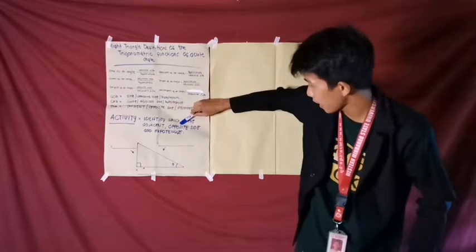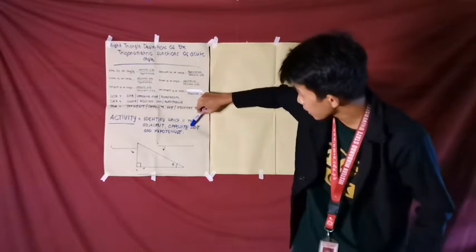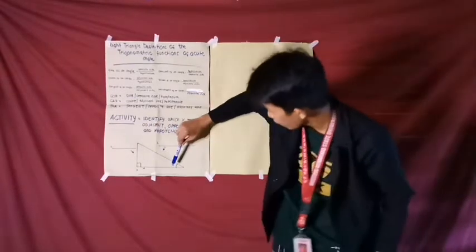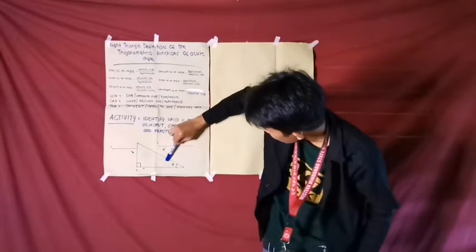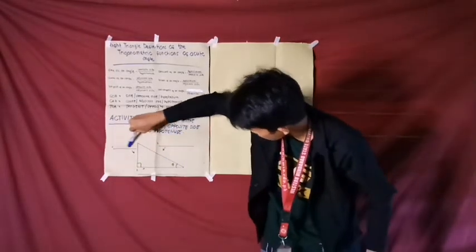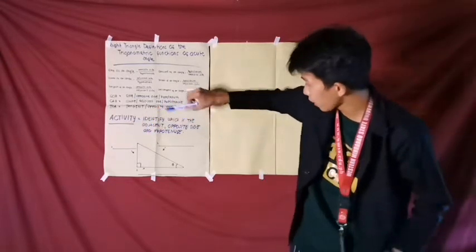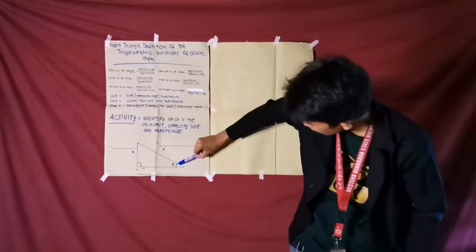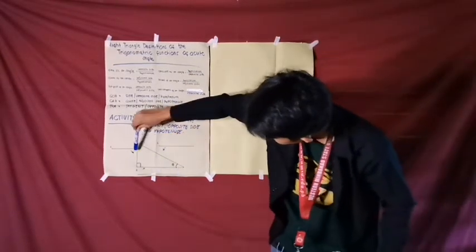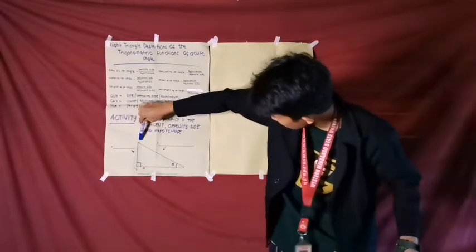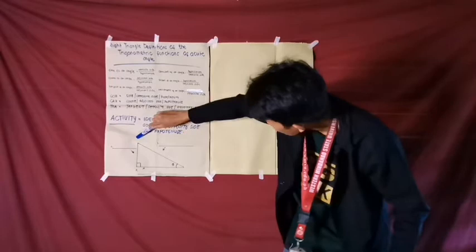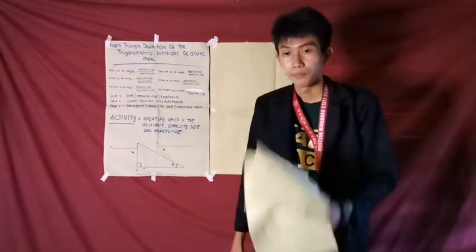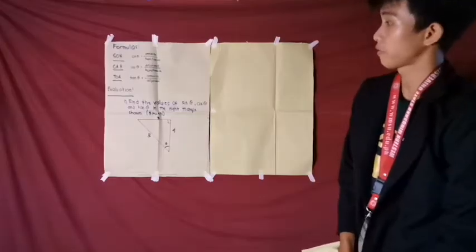And how to find the opposite side? The opposite side is the opposite of the hypotenuse, so the opposite side is here. And how to find the adjacent? The adjacent is right next to the hypotenuse. So this is the adjacent. In the right corner, this is the opposite side, the long one is the hypotenuse, and below is the adjacent.